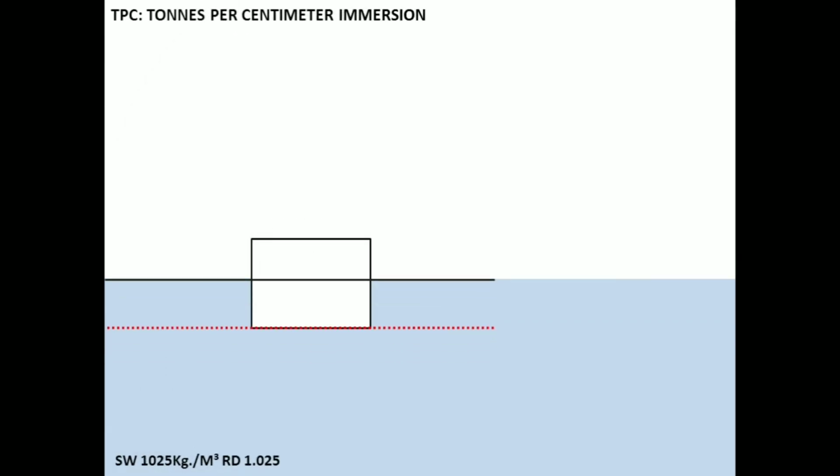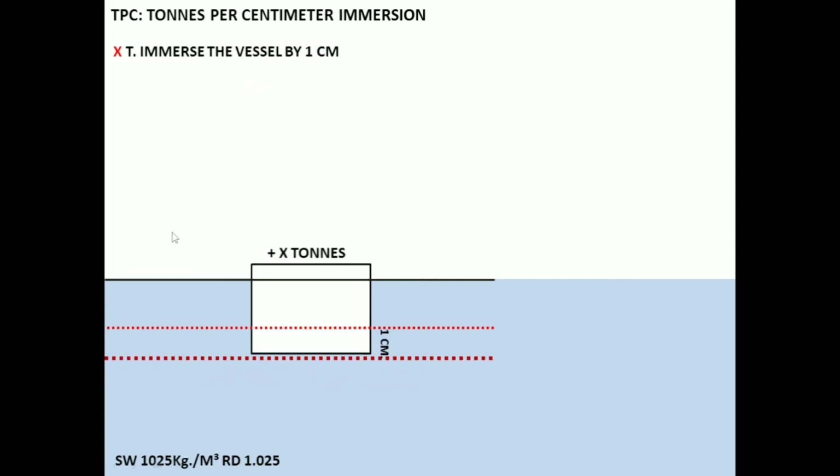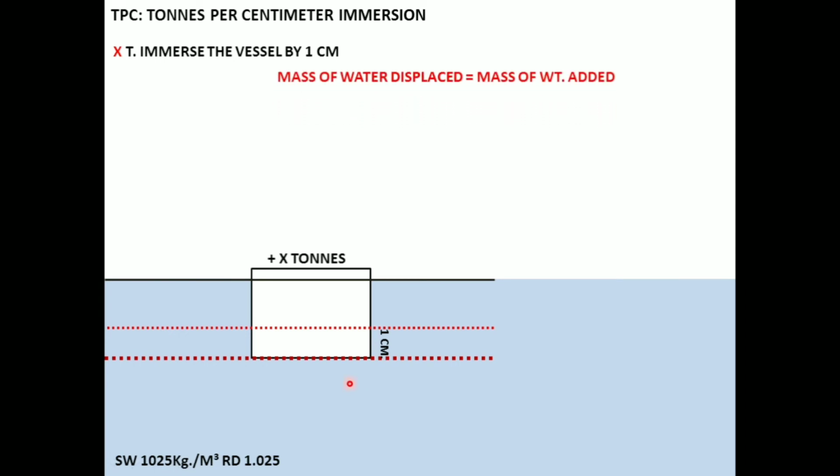Now let me just have a look here. The ship, this is the water line, this is your keel, this is your draft here. Let me add X tons, which would increase the draft by 1 centimeter, and that is what we will be calling the TPC. Once I add it, it will sink and the draft would increase by 1 centimeter. Now, this weight has displaced a certain amount of water, which is equivalent to the weight that we have added to this.